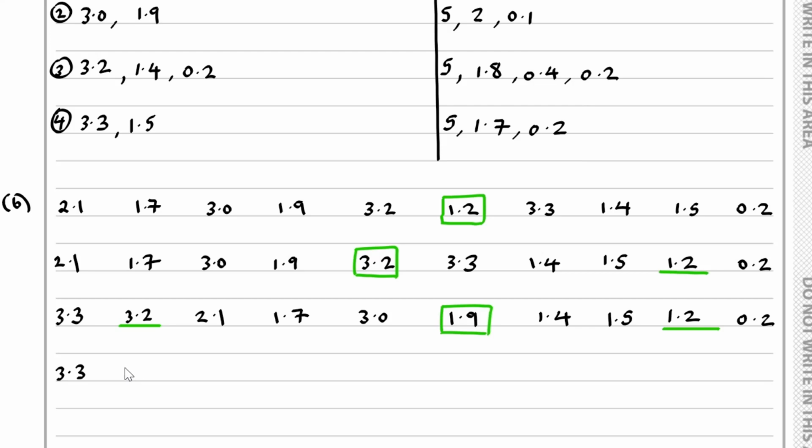We've still got this 3.3, this 3.2. Remember 3.2, we've already used it as a pivot. So in terms of what's bigger than the 1.9, 2.1, that's bigger than 1.9. 1.7, that's smaller than 1.9, but the 3.0, that's bigger than the 1.9. So 3.0 goes here, and then we have the 1.9 here. Let's underline the 1.9, indicating this is used as a pivot, and then we've got the 1.7, and then we've got the rest of the numbers, the 1.4, the 1.5, the 1.2, and the 0.2.